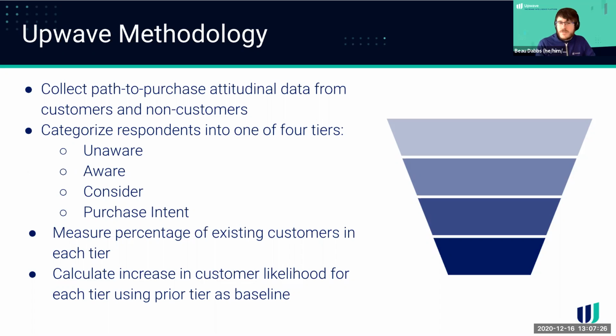We then measure the percent of consumers in each tier who are existing customers of the brand. Then the value of moving a customer down the path to purchase funnel, say from aware to consider, is the increase in probability of being a customer from tier to tier. We combine this value of moving consumers down the funnel with brand lift metrics for the brand campaign. We can then measure the impact of the brand campaign on customer likelihood.